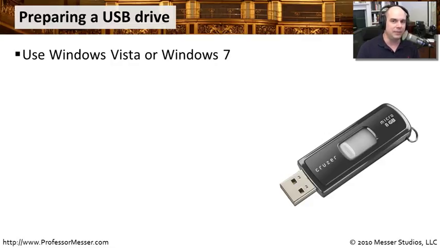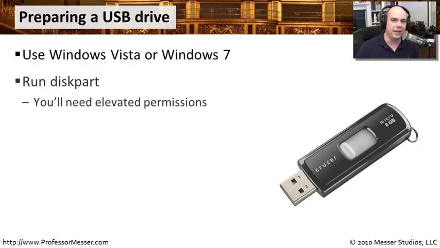And this is a little bit different than working with a floppy drive or a DVD-ROM or some other type of bootable media, because there is no format command that can simply format this USB key and have it available as a boot device. You'll need to use a program in either Windows Vista or Windows 7 called diskpart, and you will need elevated permissions to do that.